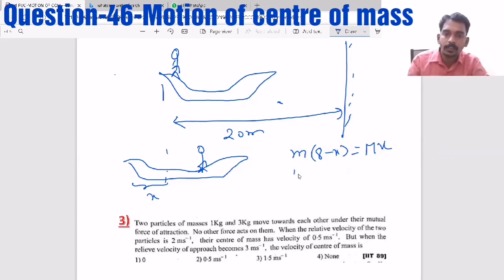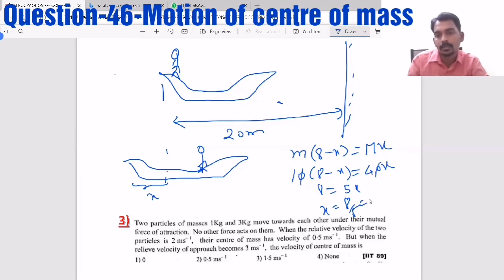Then the person's mass is 10, and 8 minus x equals, what is the mass of the boat? 40. So 40x. The zeros cancel. So 8 equals, if it goes that side, 5x. Then x equals 8 by 5, that is 1.6. That means the boat went back 1.6 meters.